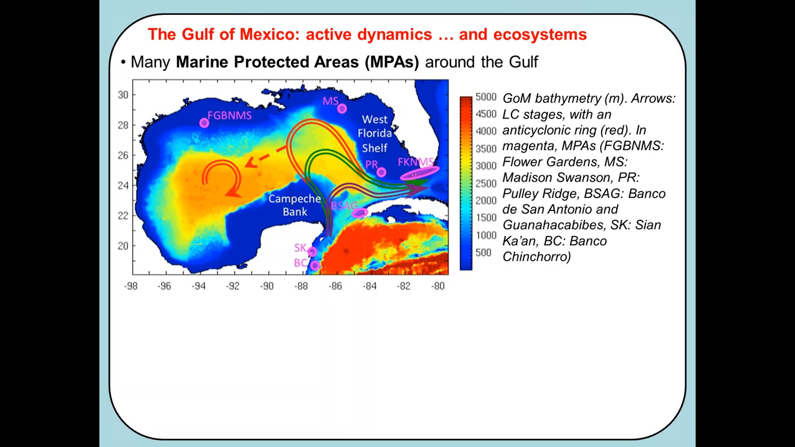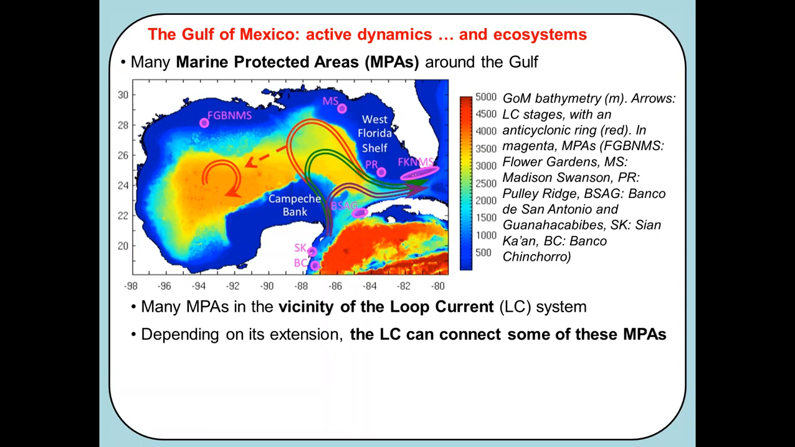So you see Cabo San Antonio and Guanaja Cabibes. We have the RNPS along the Yucatan Channel in Mexico, and also down in the Florida Keys. There's Flower Garden Banks here. So we see that most of these MPAs are in the vicinity of the loop current system.